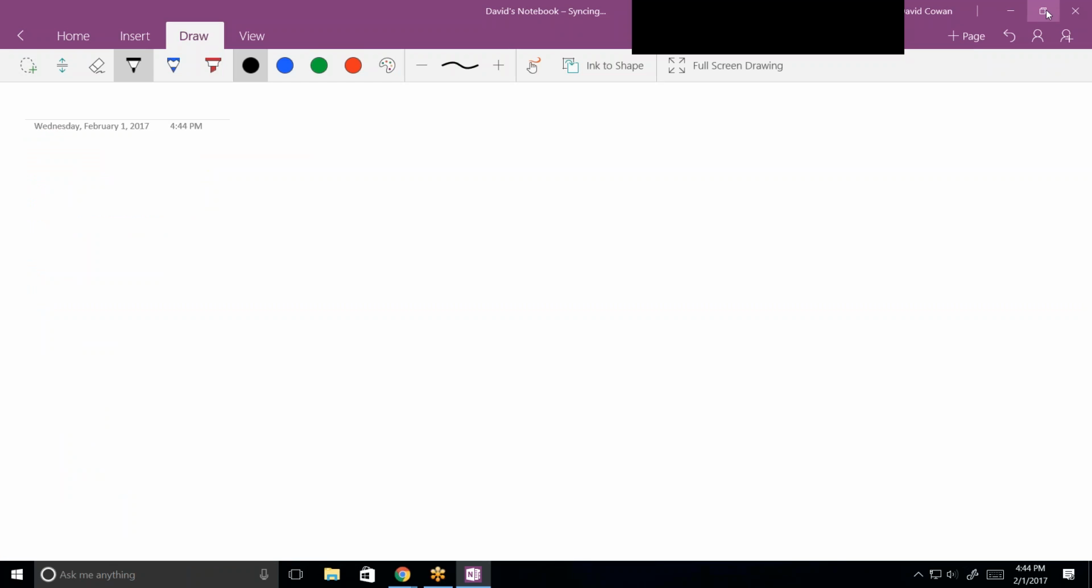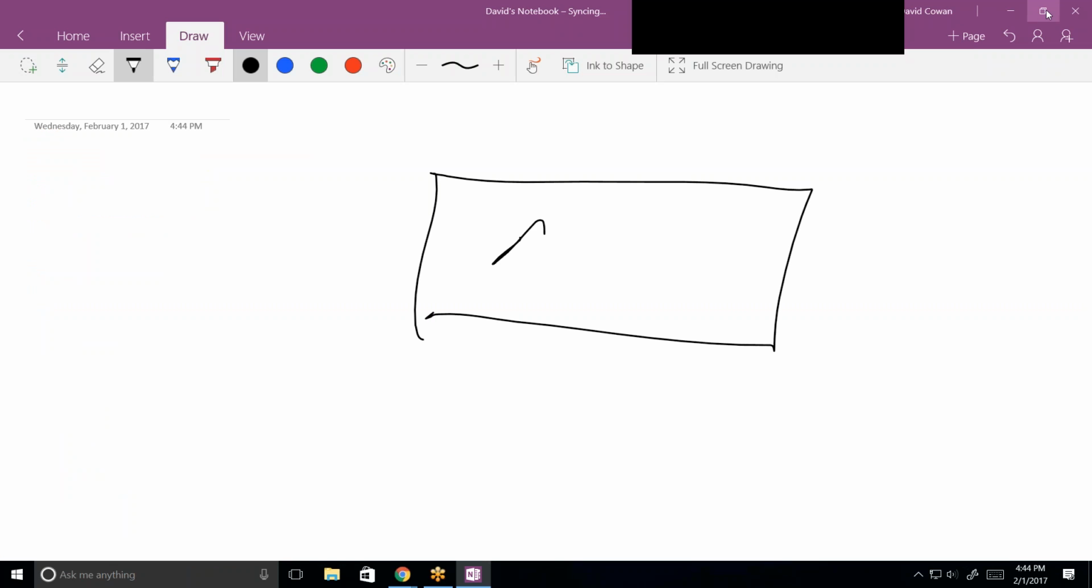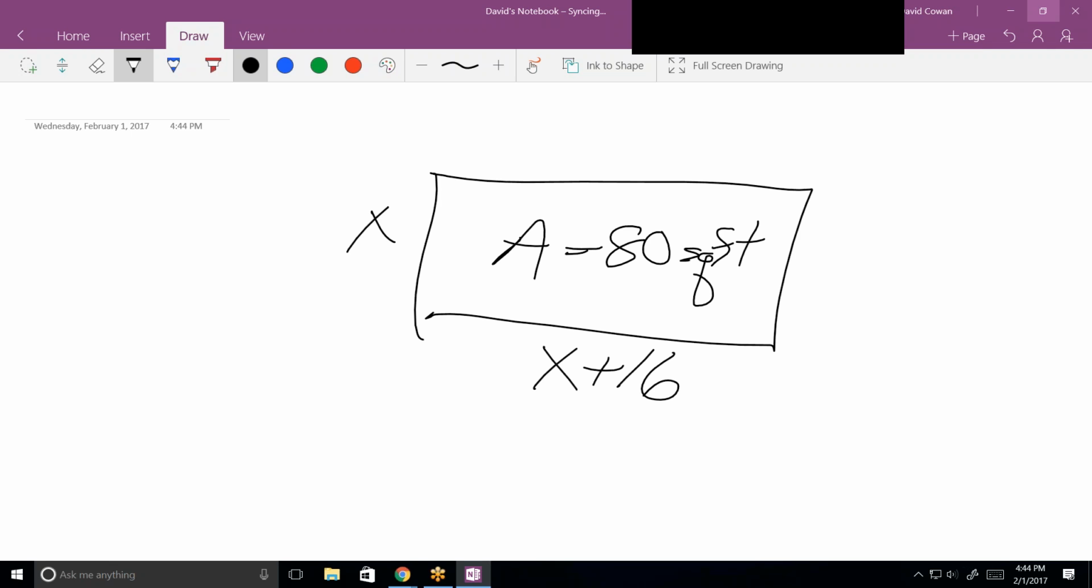The area of this rectangle is 80 feet squared. Okay. What is the length and width? There's an X on the left side, and on the bottom it's X plus 16. Okay. So how do you get area? You multiply the base times the height. Okay. So area equals what in terms of X?